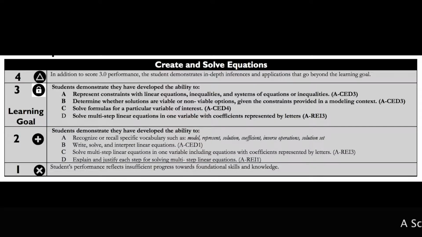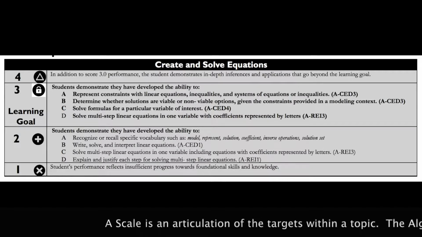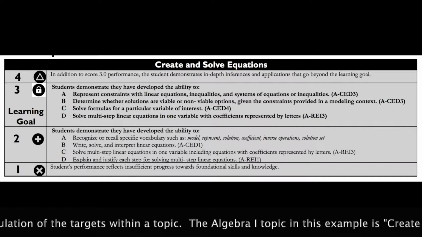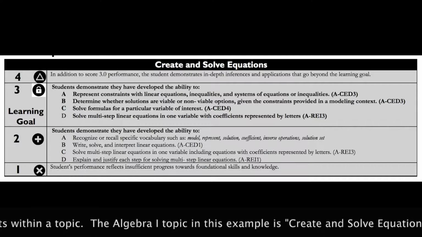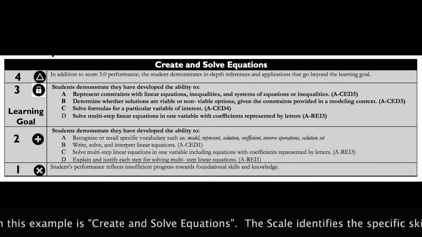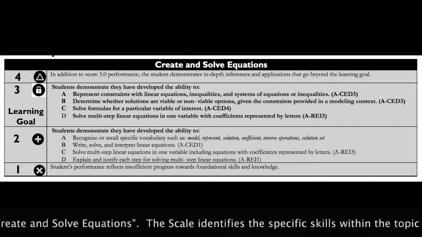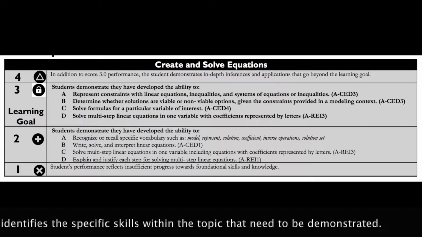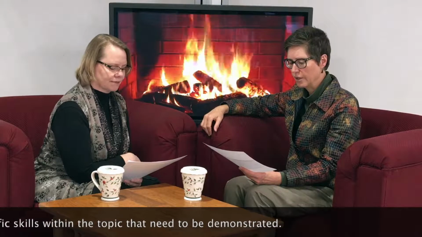Sure, of course. As we look at this scale, the name of the scale is Create and Solve Equations. It is an Algebra 1 scale, but it's a 4-level scale. Take a look at level 3, if you would. Level 3 on the scale is what we call the level of proficiency, or the learning goal level. It has to do with being on target for your grade level. We're looking for level 3 from all students.